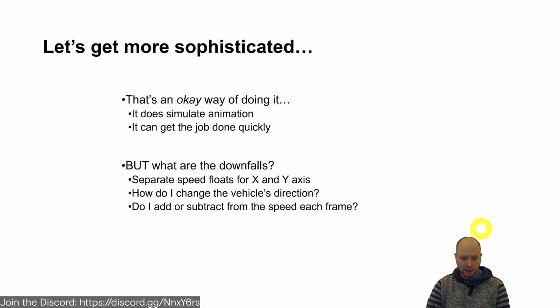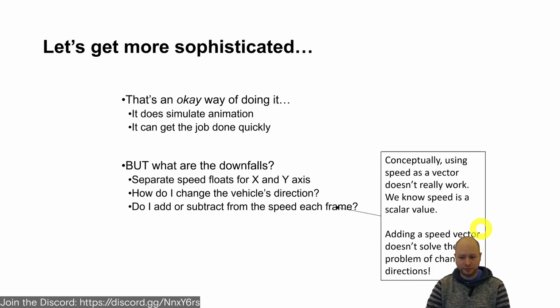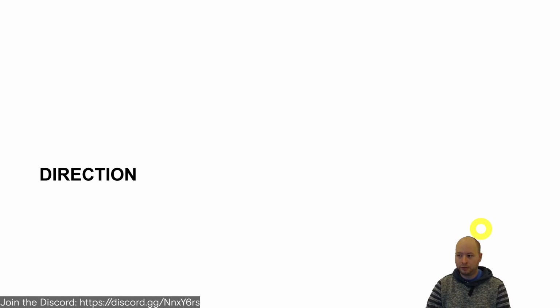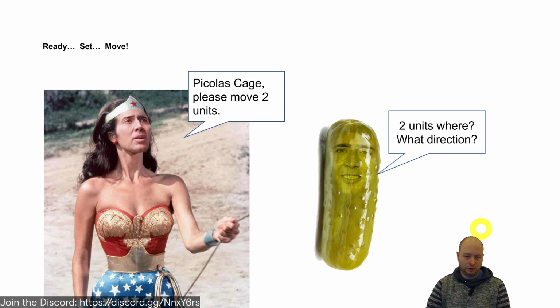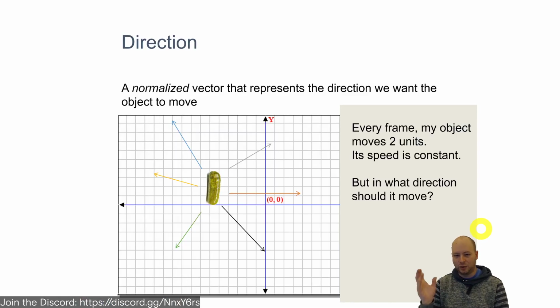How do we add or subtract speed from each frame? So now we can think about the direction that we have. Like the idea is basically you have a direction that represents which way you're looking, and then you can apply a velocity in that direction.